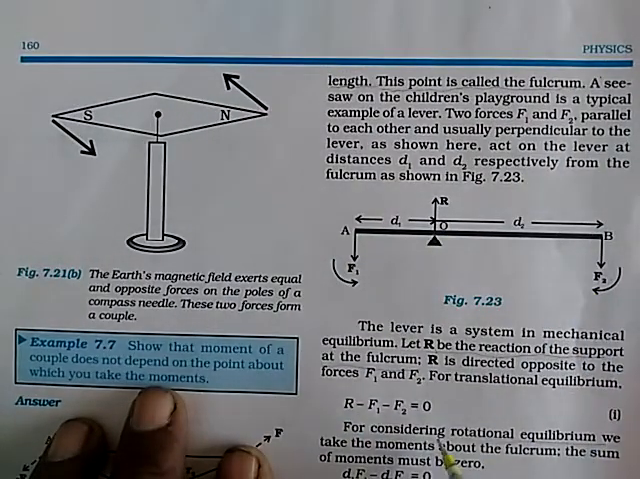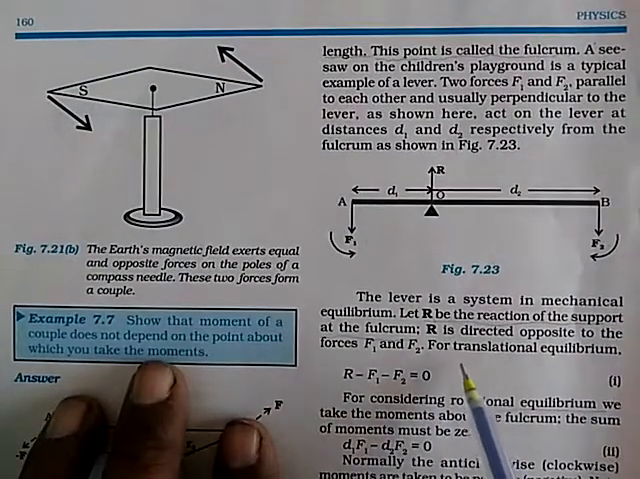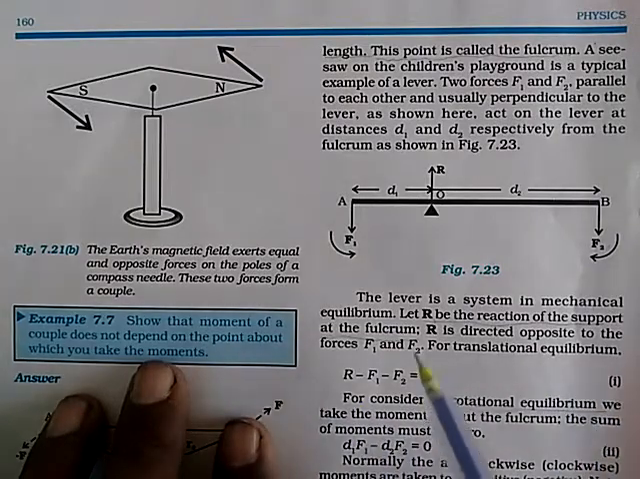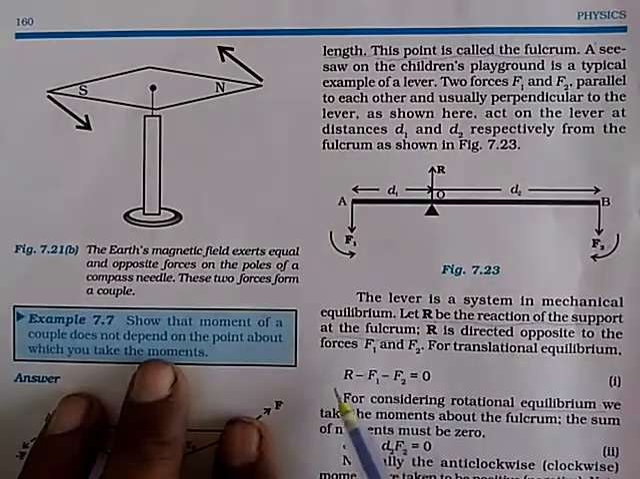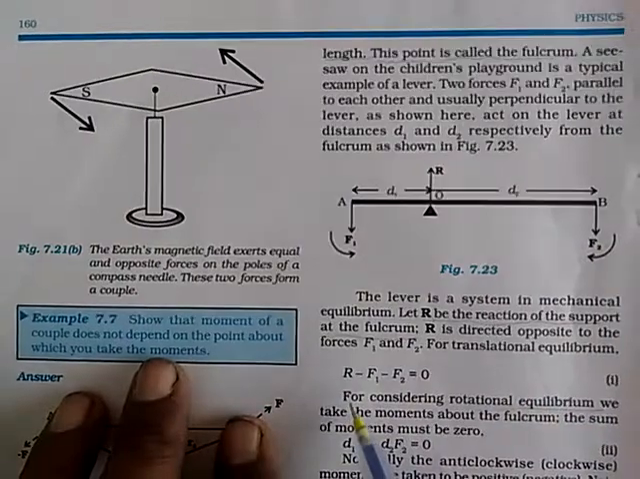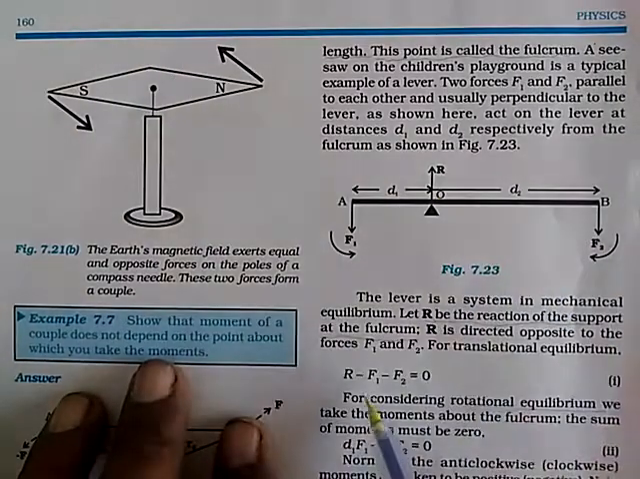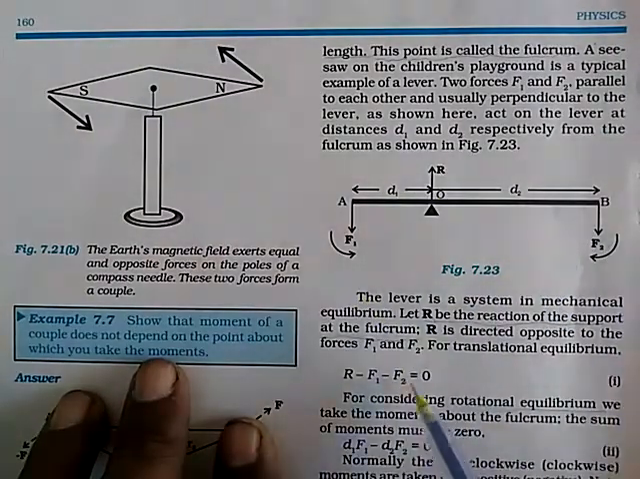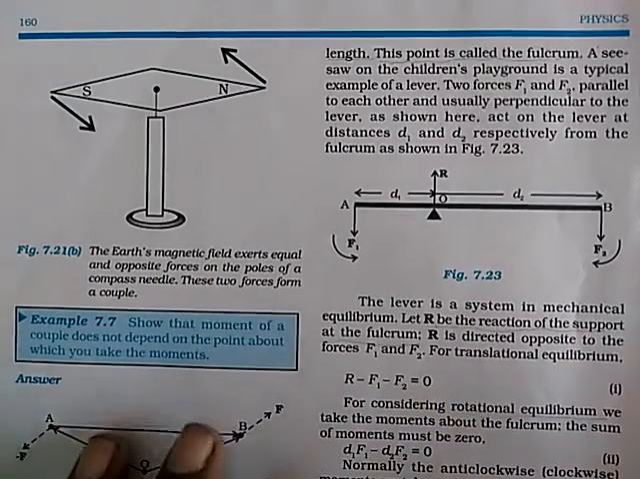So for translational equilibrium, the upward forces are positive and the downward forces are negative. So R minus F1 minus F2 is equal to 0. This is equation number 1.